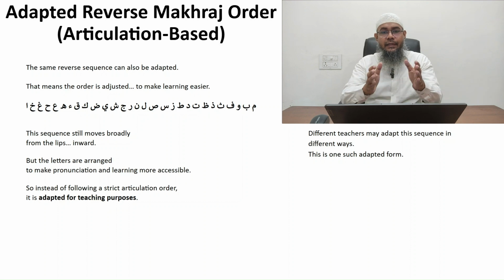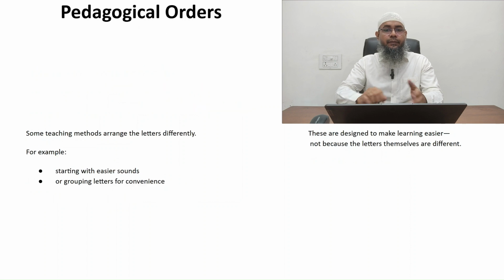Again, you can see on the screen one of the ways in which the adaptation has taken place. In the adapted reverse makhraj order sequence, this sequence still broadly moves from the lips inward, but the letters are arranged to make pronunciation and learning more accessible. So it still moves broadly the same as the reverse makhraj order, right? Instead of following a strict articulation order, it is adapted for teaching purposes. Different teachers may adapt the sequence in different ways. This is one such adapted form, for which the sequence is what you can see on the screen.